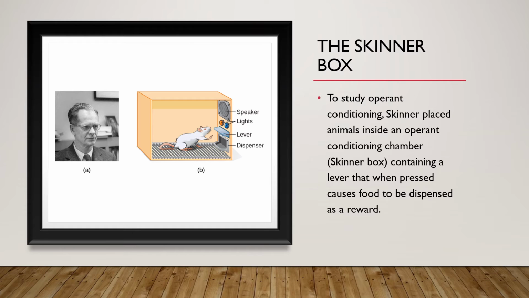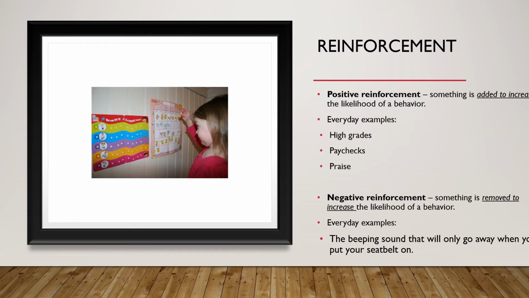So here is a Skinner box, and Skinner placed animals inside an operant conditioning chamber, as I mentioned a moment ago, containing a lever in the case of rats, and for pigeons they needed to peck. And so in this instance, we see that the rat presses a lever, causing the food to be dispensed as a reward. All right, so let's start with reinforcement.